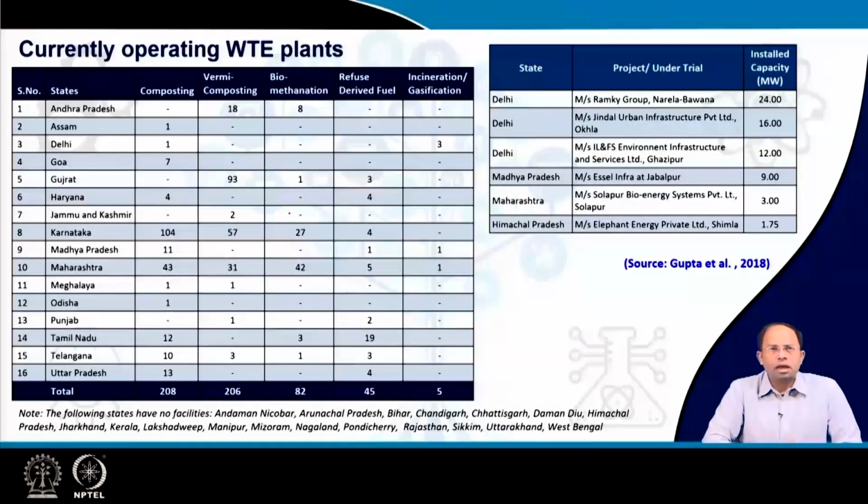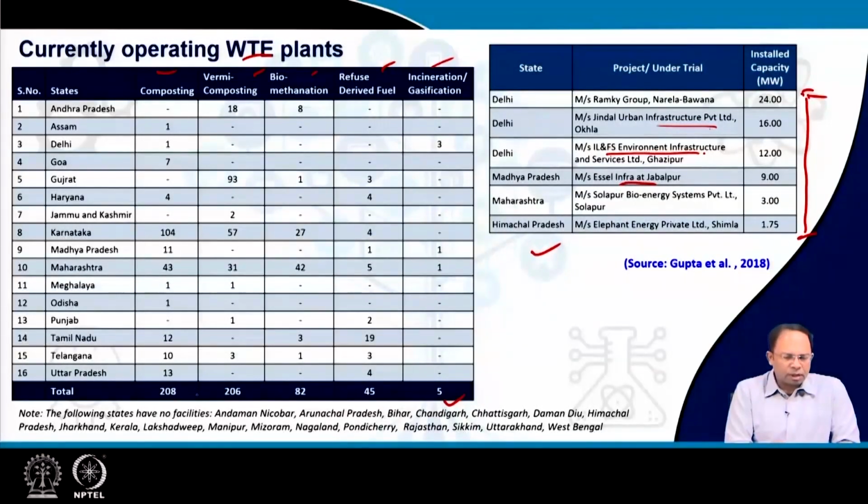Now, coming to the different plants which are currently operating in India, the WTE plants, all sorts of plants we have considered: composting, vermicomposting, biomethanation, refuse derived fuel, incineration or gasification. We see that there are around 5 of these plants operating, and here you see the list of those 5 plants. So, in Delhi, we have got Jindal Urban Infrastructure has set up a plant, this ILFS has set up a plant. In Madhya Pradesh, there is SL Infra, and you can see the total capacity of these plants, which are all mostly medium electricity generating. They have got medium electricity generation capacity.